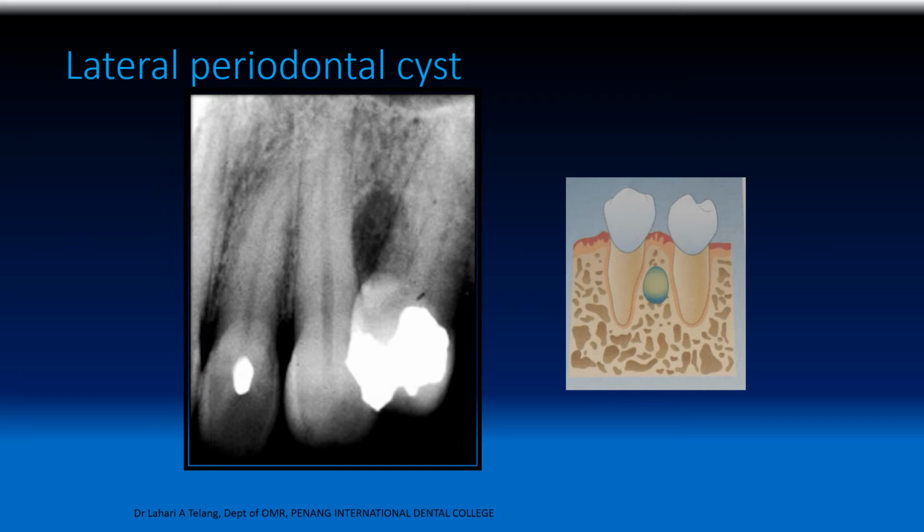Next is the lateral periodontal cyst. This is a cyst that arises generally in the periodontium or the periodontal ligament space and is located between the roots of two teeth. This is an example of a lateral periodontal cyst, which is showing a well-defined radiolucency between the canine and premolar region of the maxilla.